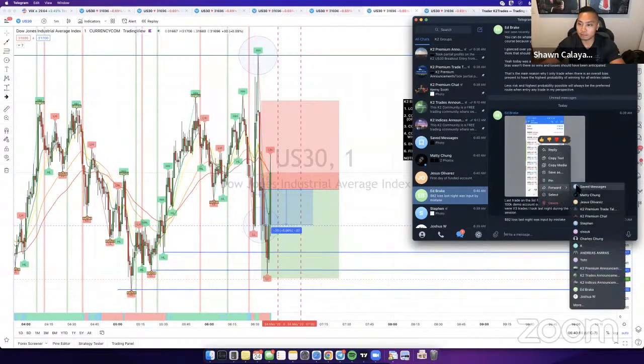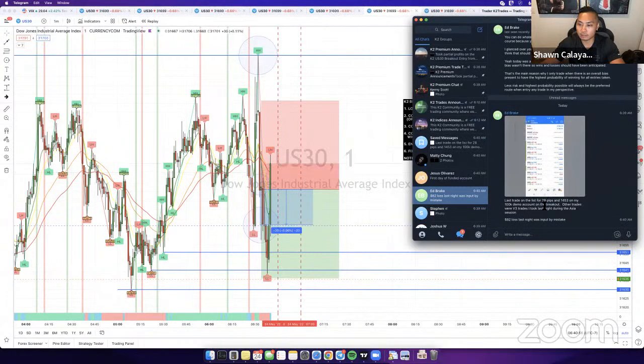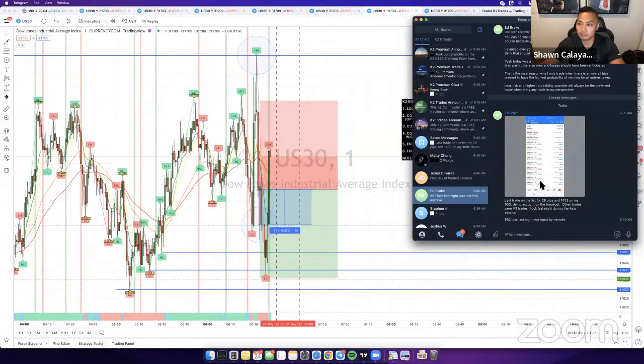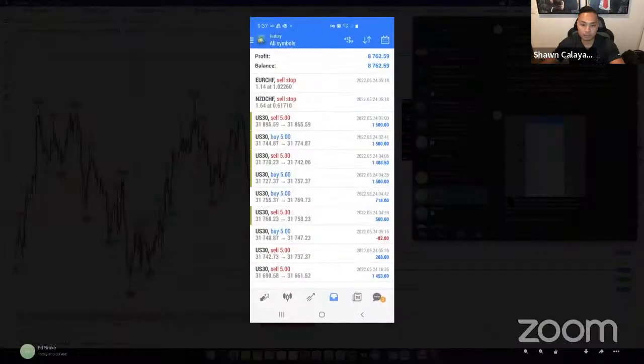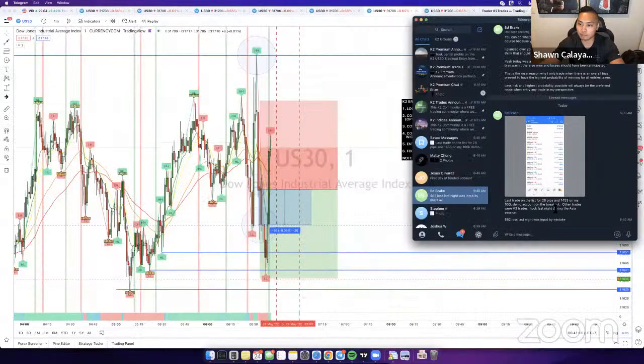Ed said last trade on the list for 28 pips, or 280 pips is probably what you were. Yeah, these trades right here. Looks like this last trade right here was a breakout you took. You made 1,453. Looks like you caught it for a pretty nice profit on the breakout.